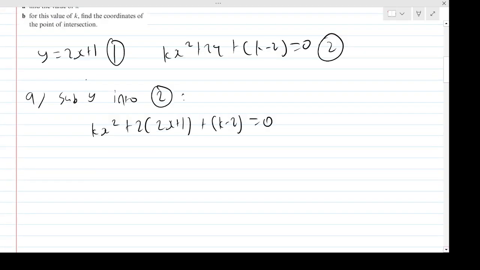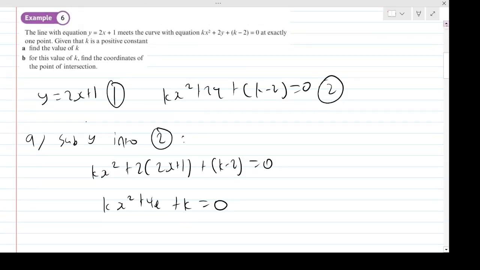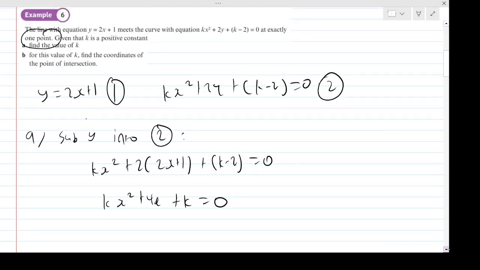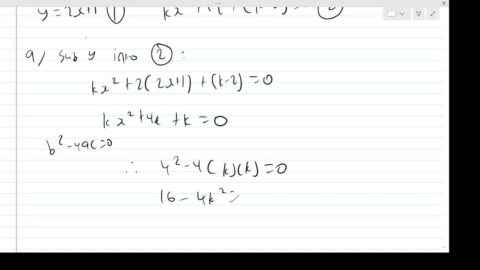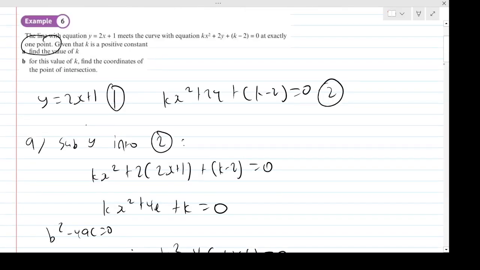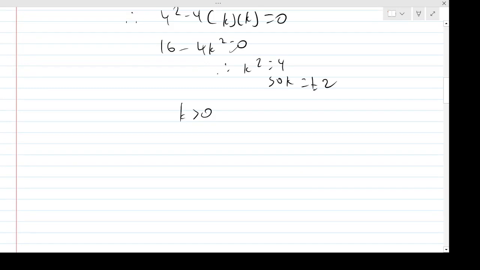Then if I expand that, I get kx squared add 4x add k equals 0. And then if there's one point of intersection, that means it's one real root, which means the discriminant is equal to 0. Which therefore means the discriminant is 4 squared, take away 4 lots of k, equals 0. So 16 take away 4k equals 0. Therefore k is 4, so k is 4. But we're told that k is positive, so k is equal to 2.